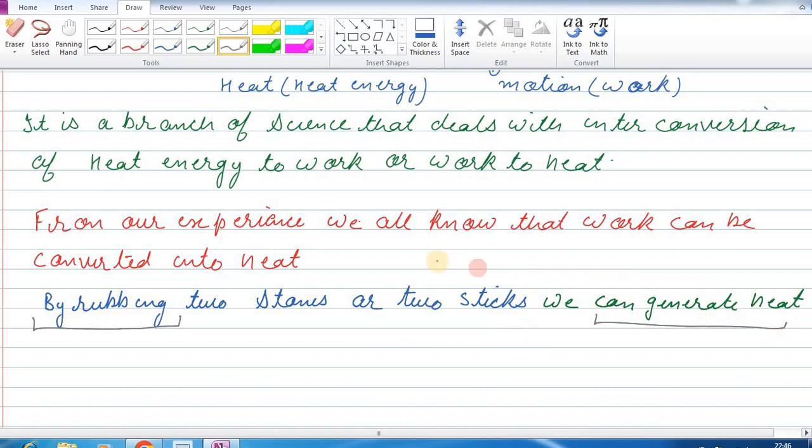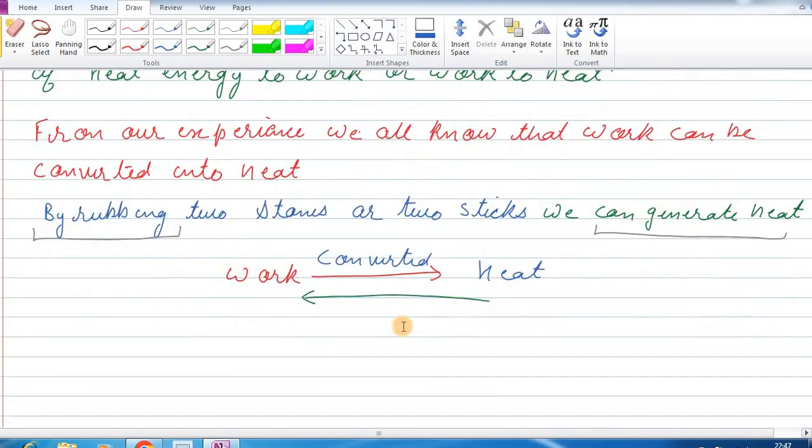So we all know from ancient times, and ancient people also knew from their experience, that work can be easily converted into heat. By convention we all know that. But scientists wanted to figure out if heat can be converted into work. That is a great challenge for the scientists, to convert heat into work.